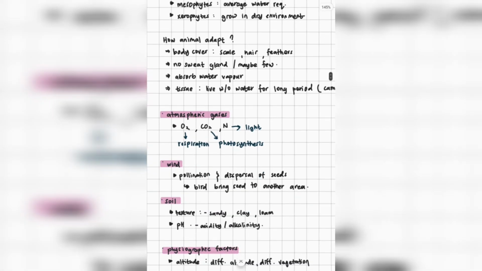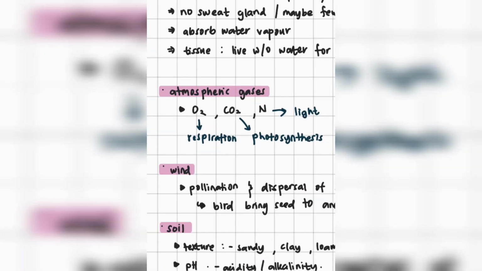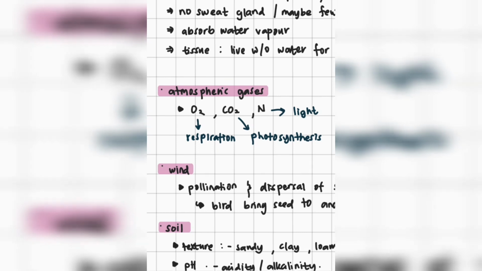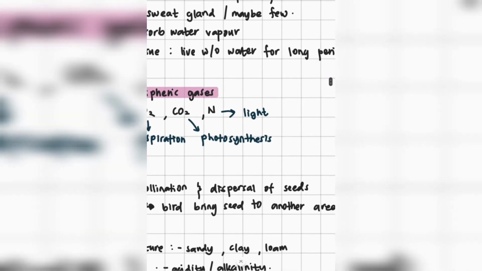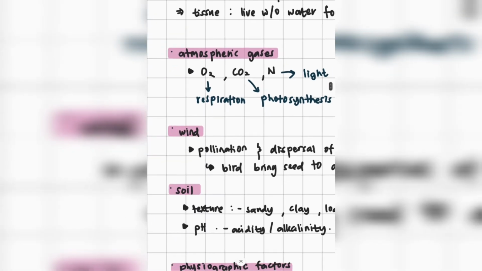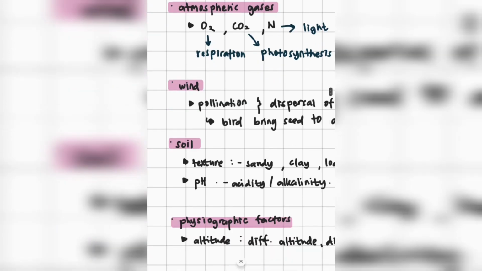And next, gases. Atmospheric gases are the most important gases used by plants and animals, such as oxygen, which they use for respiration, carbon dioxide, which they use for photosynthesis, and nitrogen, which is fixed through the action of lightning. And next is wind.